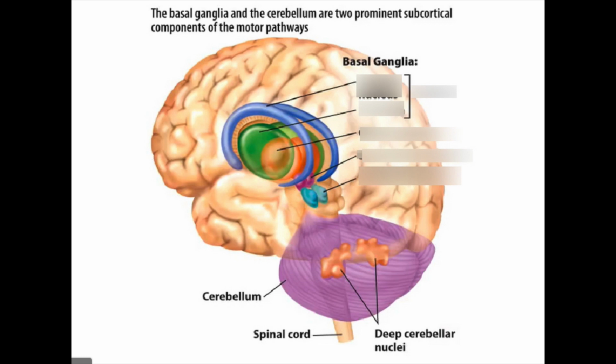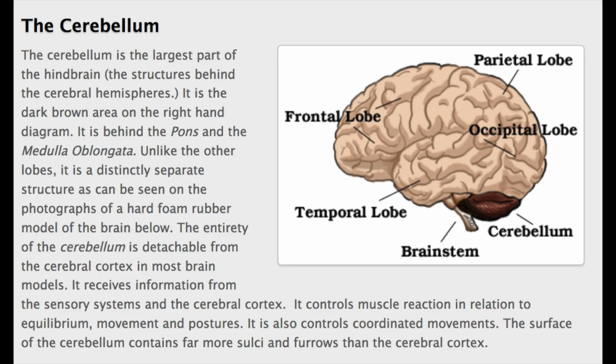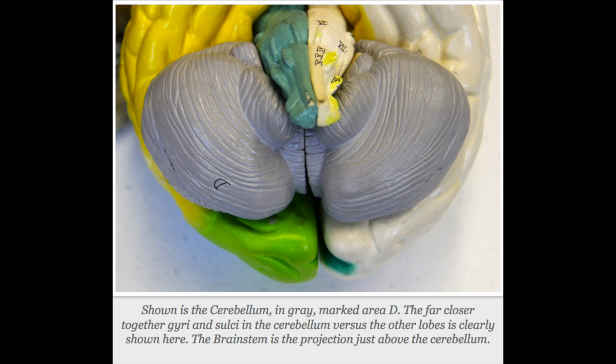So the basal ganglia and the cerebellum are the most prominent subcortical components of motor pathways. So technically the cerebellum is the hindbrain, and it is behind the cerebral hemispheres, behind the pons and medulla oblongata, and unlike other lobes, it's a distinctly separate structure. And the entirety of the cerebellum is detachable from the cerebral cortex in most brain models. It receives information from the sensory system and from the cerebral cortex, controls muscle reaction in relation to equilibrium, movement, and postures, controls coordinated movements, and the surface of it contains far more sulci and furrows than the cerebral cortex.